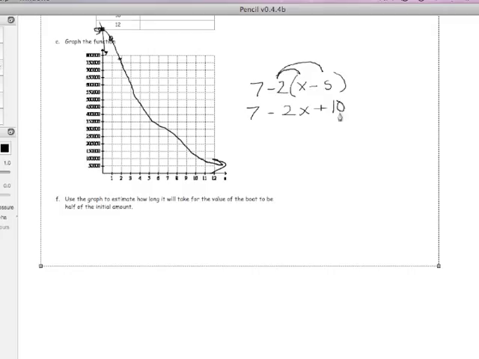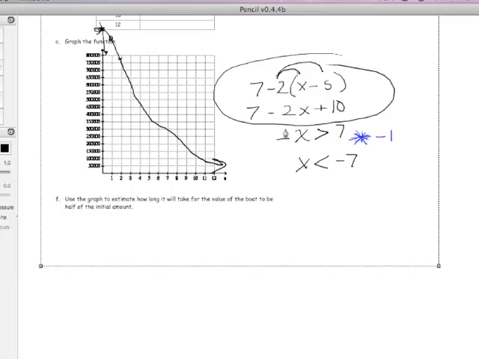So don't forget that. Also, don't forget when you have an inequality like negative x is greater than 7, when you divide or multiply both sides by negative 1, the inequality will go the other way. So x would be less than minus 7 here. So don't forget that.